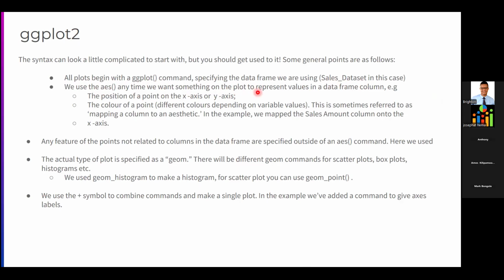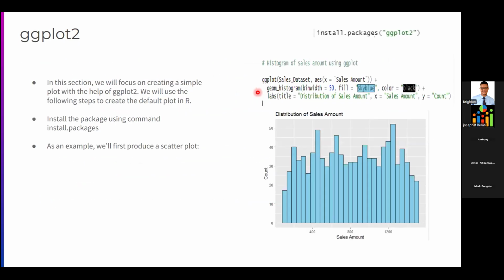So, as I mentioned earlier, anything that you'll have inside aes is the column that will be taken from the data set. Because we are using a histogram, we only need to provide one thing, the x-axis. We don't need to provide the y-axis, and you need to understand why. It's because a histogram is meant to show a distribution. We want to see how sales amount is distributed.